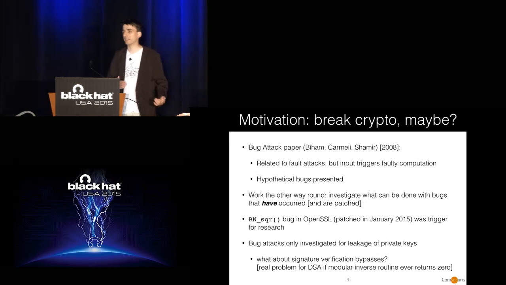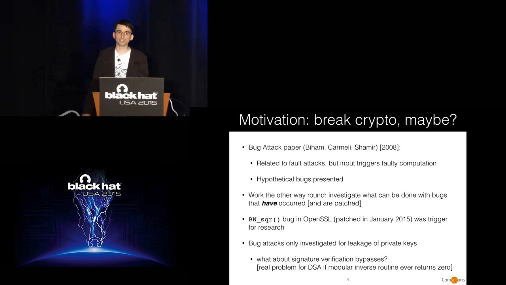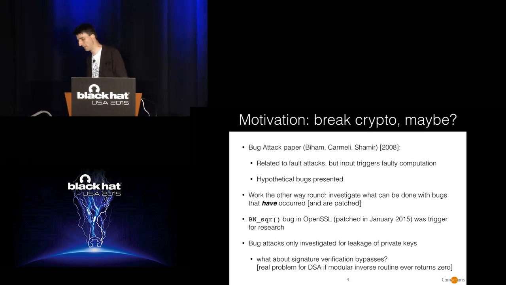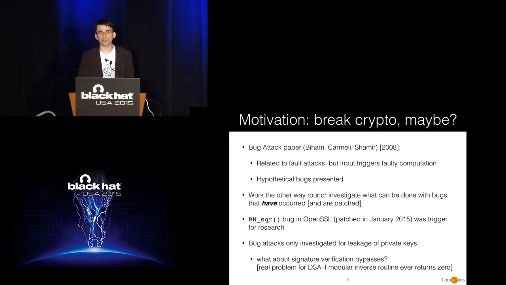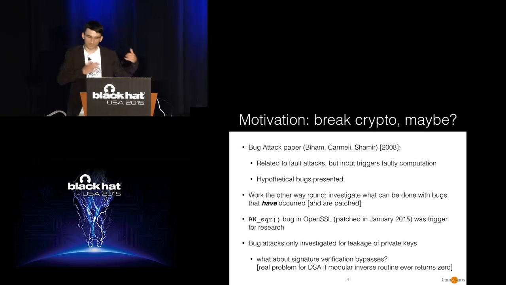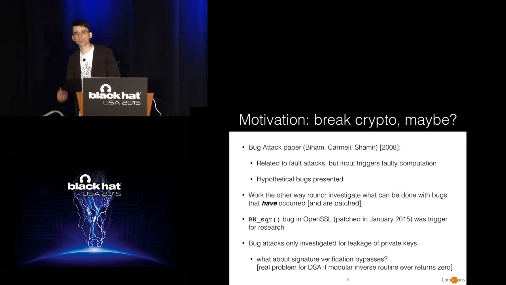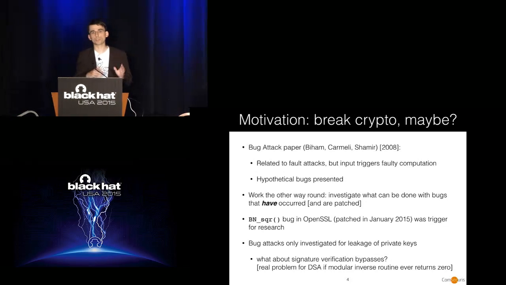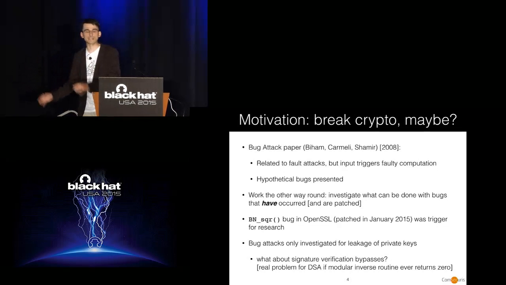So bug attacks are related to fault attacks, which are basically, if you have a hardware implementation of cryptography, you can try to induce faults in the computation by various outside sources, for instance, using heat or using spikes in the voltage. But bug attacks basically use input triggers to trigger faulty computations. So what that means is there are certain inputs for which the hardware implementation is incorrect and gives incorrect output.